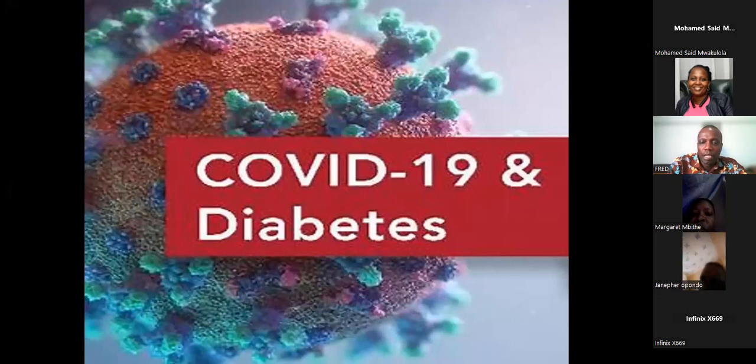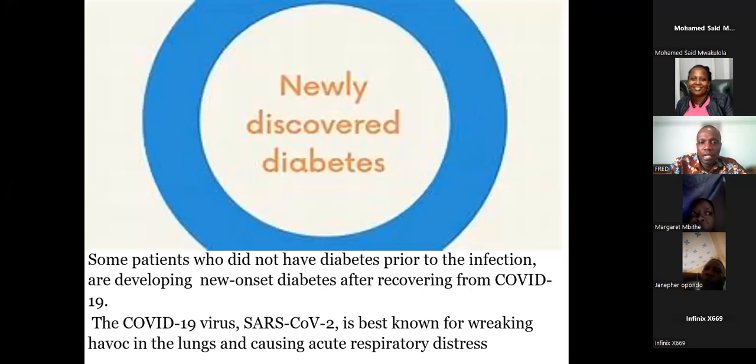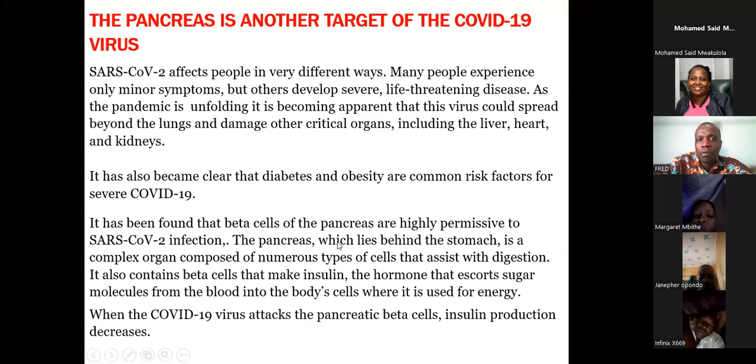And this diabetes actually caused quite a number of fatalities during the COVID-19 period. Some patients who did not have diabetes prior to the infection of COVID-19 developed diabetes. Now, the COVID-19 virus is best known for wreaking havoc in the lungs and causing acute respiratory distress. I know most of us are familiar with COVID-19 and how it affected many people.